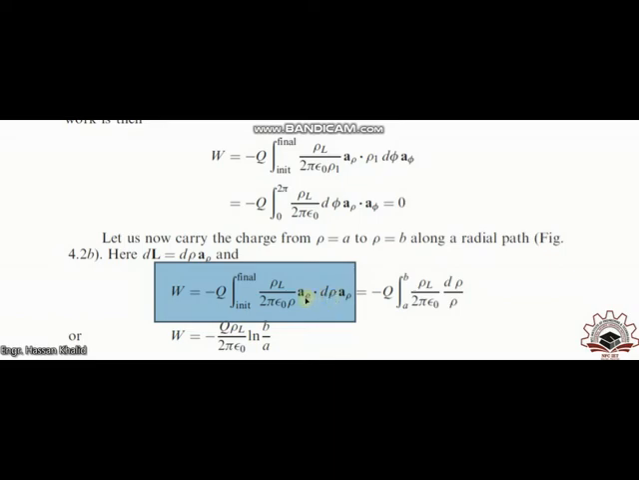Now the dot product of a rho and a rho will be 1, as these are the same and they are parallel. So initiating from the location of A to B, we can modify our complete form to be rho L divided by 2 pi epsilon rho, with the incremental distance d rho, which is the distance traveled by the charge along the radial path.